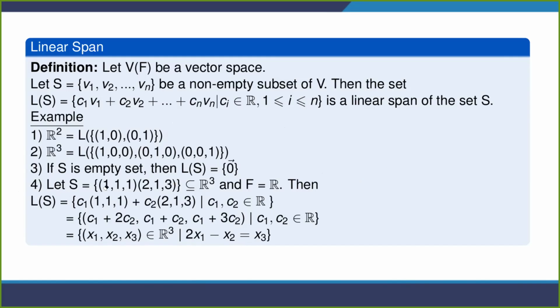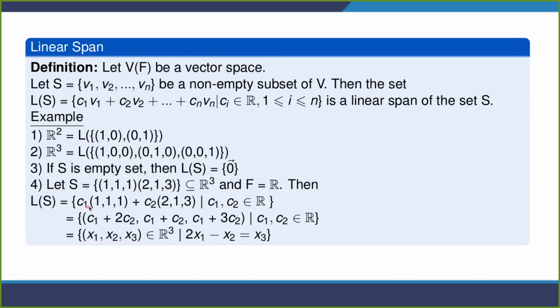Then let S equal {(1, 1, 1), (2, 1, 3)}. This is a subset of R3, which is three dimensions. This is (1, 1, 1), this is (2, 1, 3). It is the third dimension, and F equals R. Then the linear span of this is C1 (1, 1, 1) plus C2 (2, 1, 3), where C1 and C2 belong to the real numbers, right?